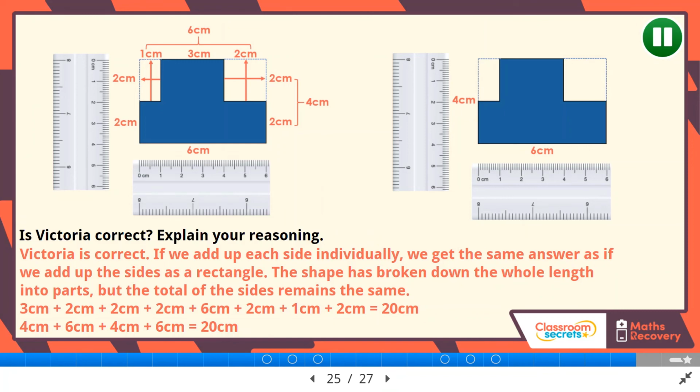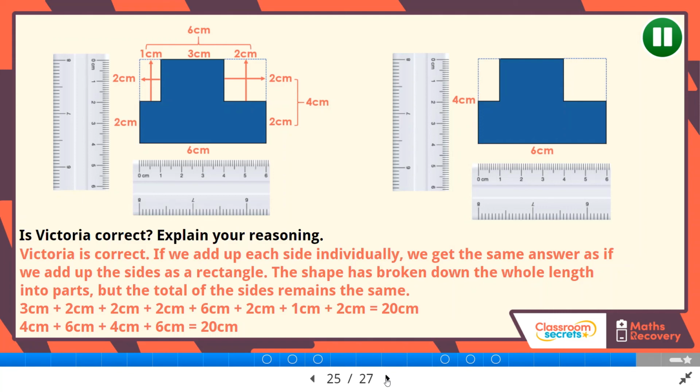Victoria is correct. If we look at the image on the left, we can see that the total length of the side equals the same as the length if it were a full rectangle. The shape has broken down the whole length into parts, but the total of the sides remains the same. Therefore, if we add up each side individually, we get the same answer as if we add up the sides as a rectangle.